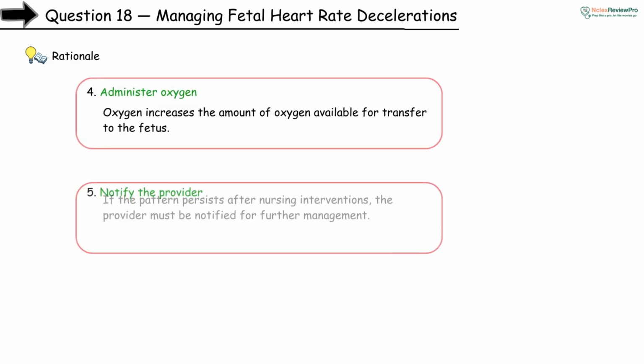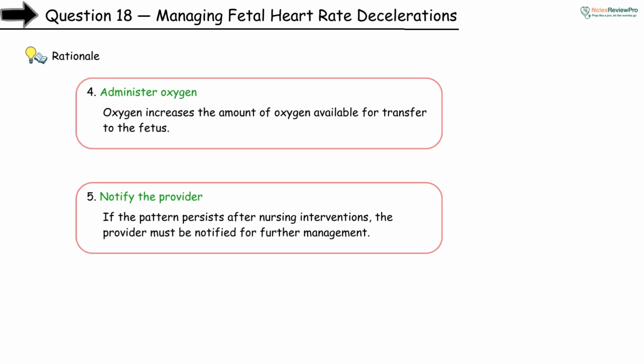Step 4. Administer oxygen. This increases the amount of oxygen available in maternal blood for transfer to the fetus. It supports oxygenation, but it comes after circulation has been optimized. Step 5. Notify the provider. This is important, but only after you initiate immediate nursing interventions. If the pattern persists, further medical management may be required.